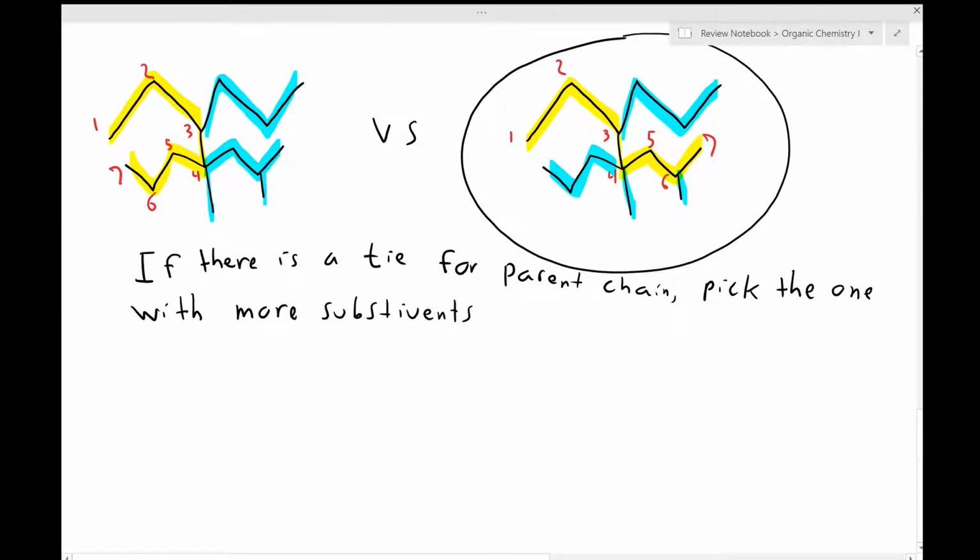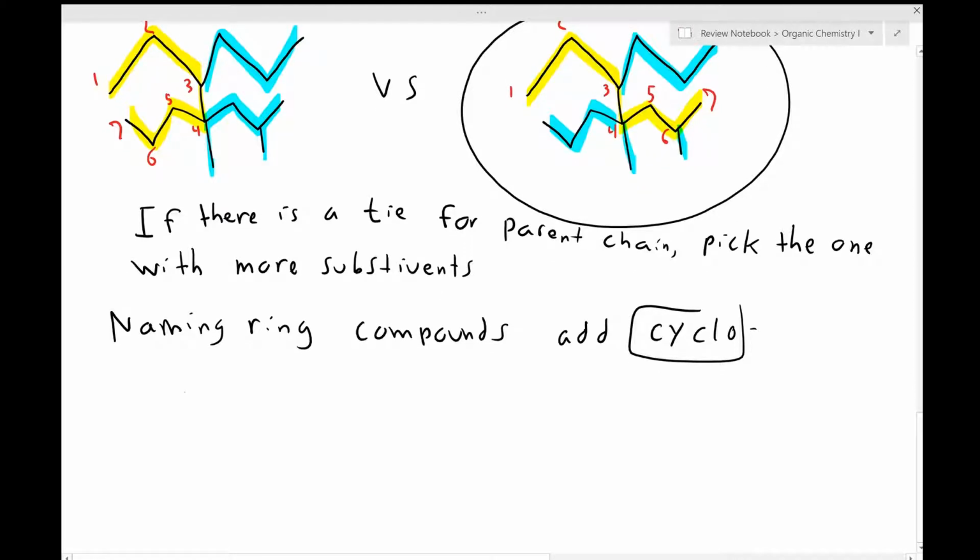Now, moving on to something else: if we're naming ring compounds, add cyclo. So if we had 3 carbons, we'd have cyclopropane.